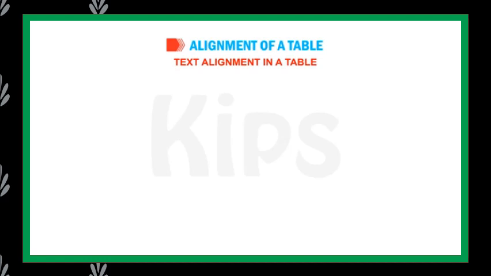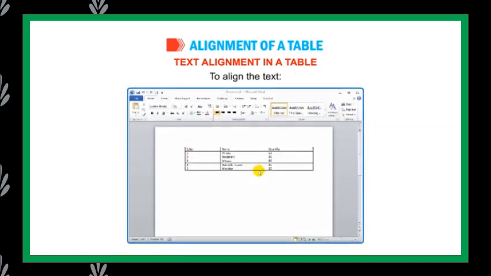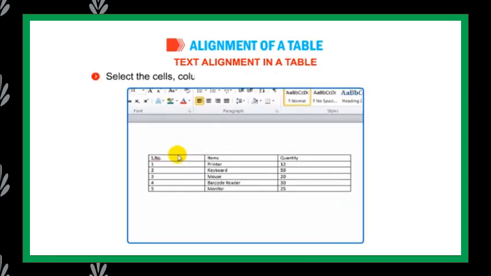Text alignment in a table. Text alignment refers to the positioning of text in the cells of a table. It specifies how the text appears horizontally and vertically. To align the text, select the cells, columns or rows in which the text is to be aligned.